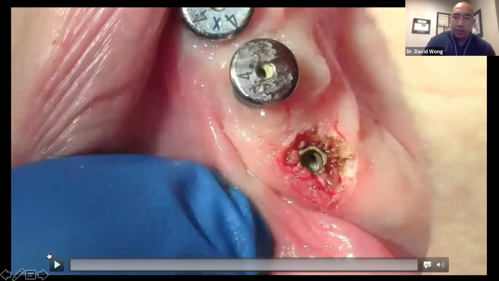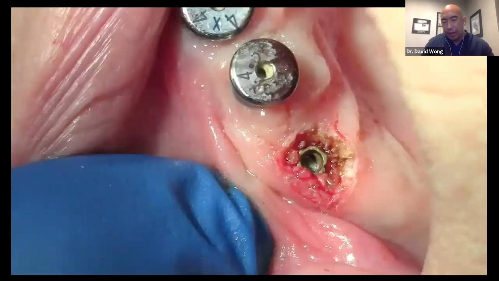So in a situation like this, what you're going to see is we had a healing abutment break off, and the screw is stuck inside the implant. The reason the tissue appears that way is we use a laser to expose the implant platform. So now we're looking at the broken screw. So how do you retrieve that?